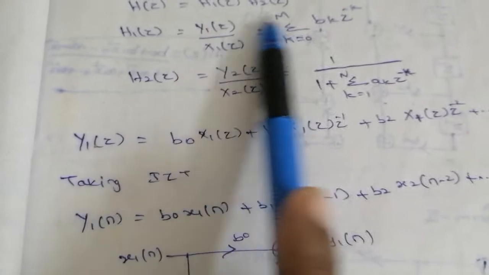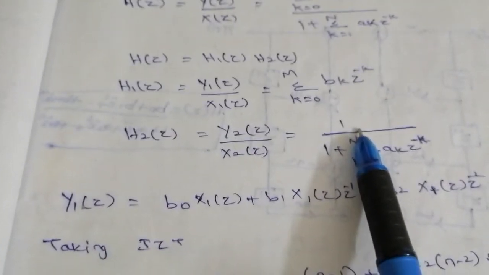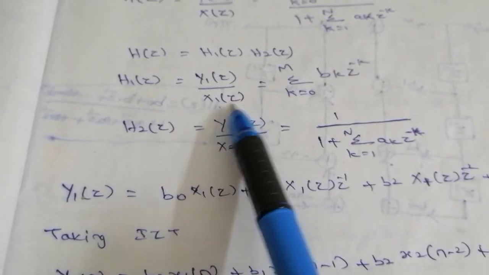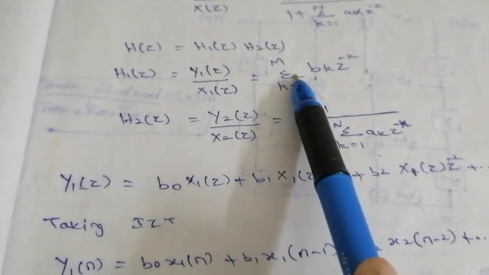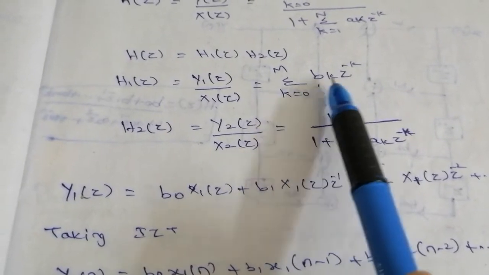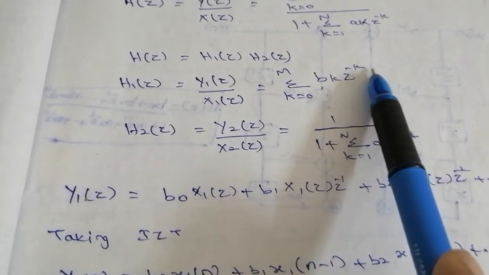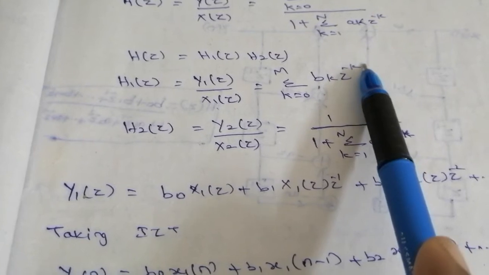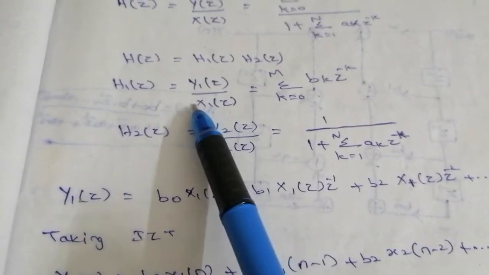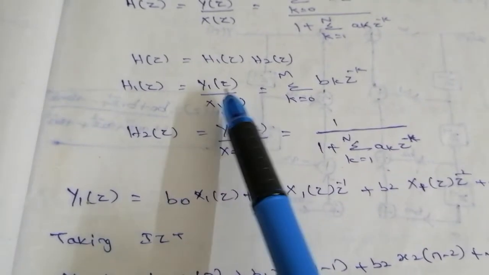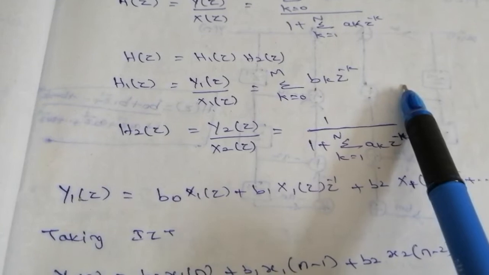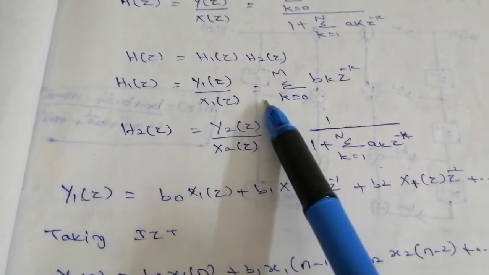From these two equations, y1 of z is the cross multiplication of these two. Expand this summation term also. k equal to 0 means p0 into z power minus 0, and z power minus 0 means value 1. So p0 is multiplied with x1 of z. That is the cross multiplication. This x1 of z comes to the RHS side. Now expand the summation term.